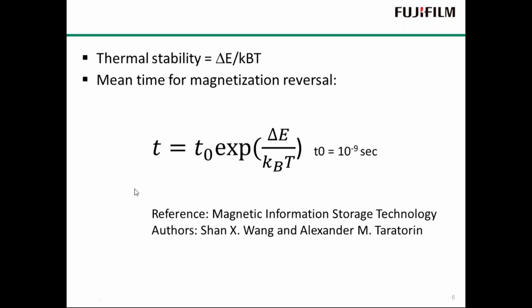This is a lifetime expectation. Here T is the mean time for the magnetization reversal, which is almost equal to the lifetime of magnetization. T0 here is just a constant, and here is the thermal energy, as I explained before. And this is exponential. So the mean time for magnetization reversal is very sensitive to the thermal stability factor here. That's why we have to be very careful with these parameters.